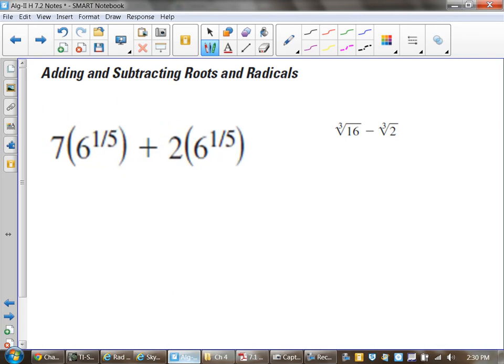Same thing happens when you're trying to combine like terms. Same thing happens as it did before. In order to combine like terms, you had to have same variable, same exponent. Well, same idea here. In order to be able to combine like terms, you have to have the same base with the same rational exponent. So in that first example, I have same base, the same rational exponent. I have 6 to the 1/5 of both of them.